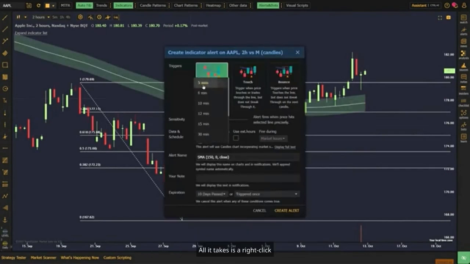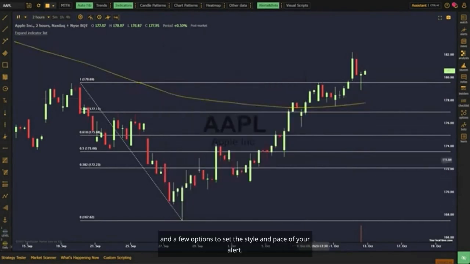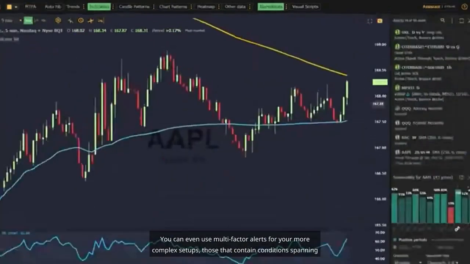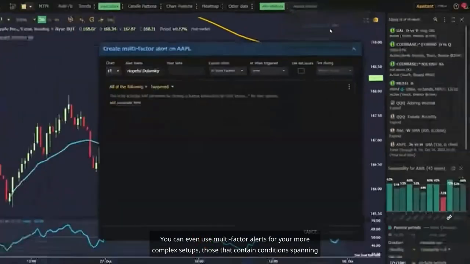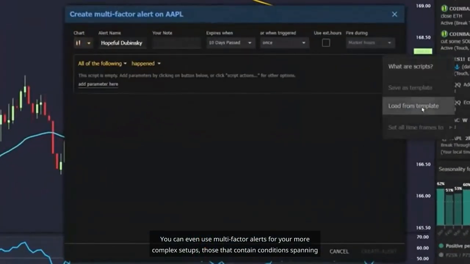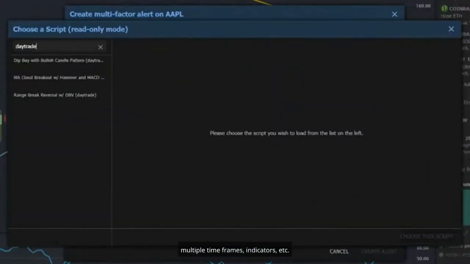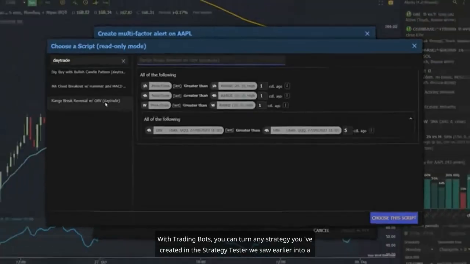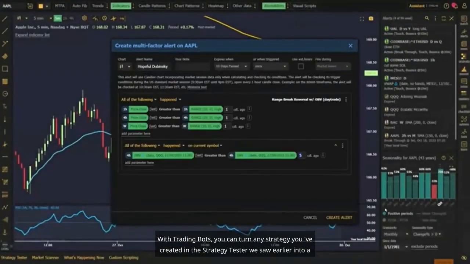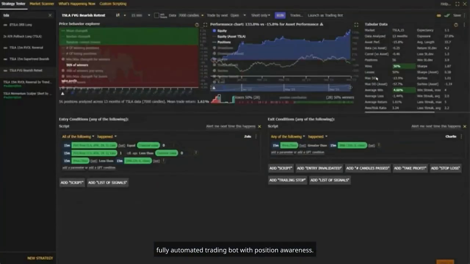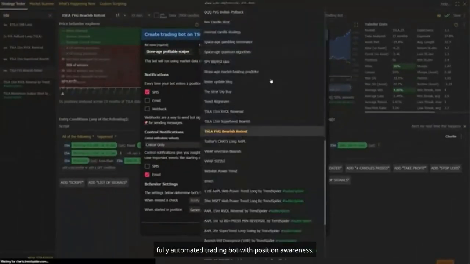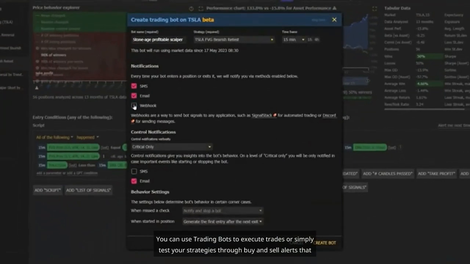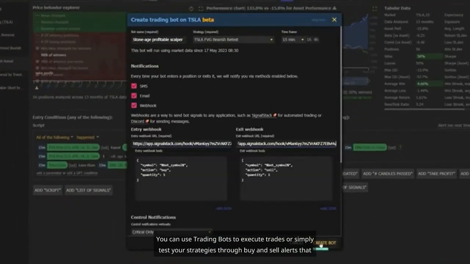All it takes is a right click and a few options to set the style and pace of your alert. You can even use multi-factor alerts for your more complex setups, those that contain conditions spanning multiple timeframes, indicators, etc. With trading bots, you can turn any strategy you've created in the strategy tester we saw earlier into a fully automated trading bot with position awareness. You can use trading bots to execute trades, or simply test your strategies through buy and sell alerts that never expire.